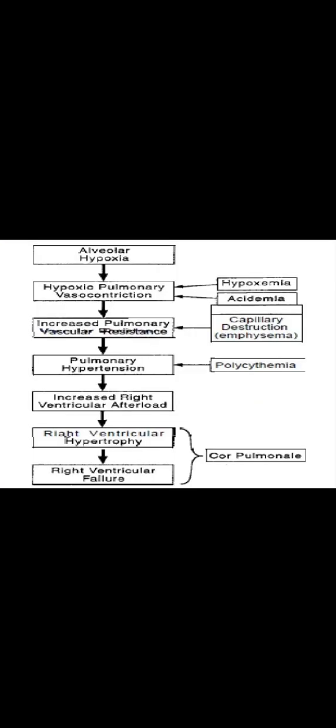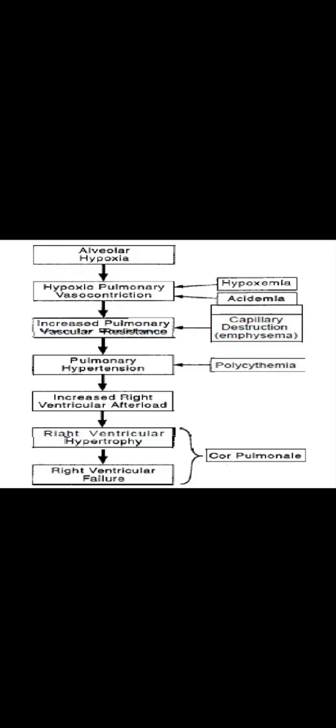Next we can see the pathophysiology of cor pulmonale. So the above said causes may lead to alveolar hypoxia. Hypoxia within the alveoli leads to hypoxic pulmonary vasoconstriction. This vasoconstriction may happen due to acidemia as well as hypoxemia. Hypoxemia means decreased oxygen in the blood.